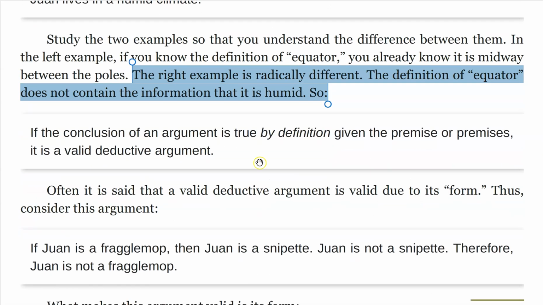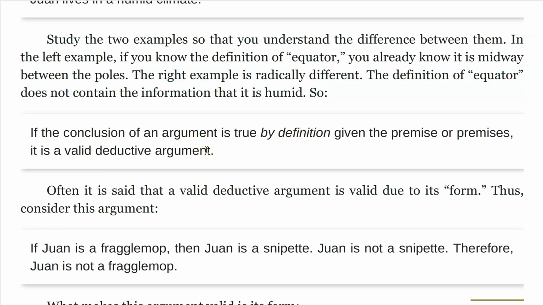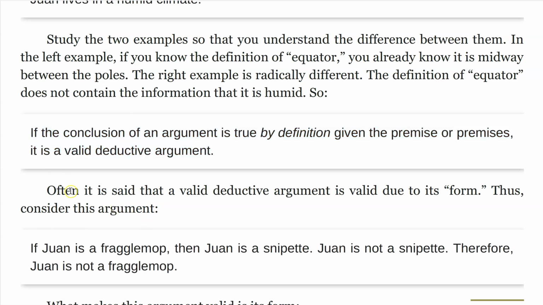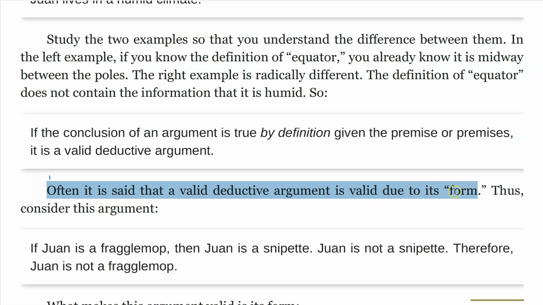Okay, so if the conclusion of an argument is true by definition, given the premise or premises, it's a valid deductive argument. Right? Often it's said that a valid deductive argument is valid due to its form. Right? I say structure. That's why I demonstrated the one with just letters, or where we changed out colors and boys and joy and all this strange stuff, right? It's just about the structure of the thing.